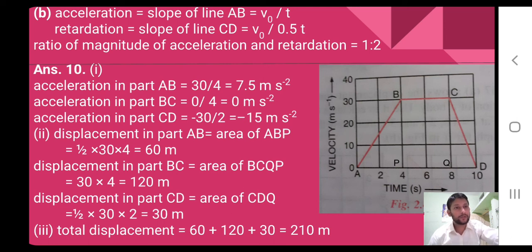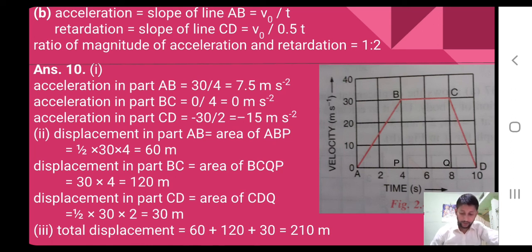Acceleration in part BC: you can find that there is no change in velocity. So it is 0 divided by the time taken, 4 seconds, so it will be 0 by 4 equal to 0 meter per second square. And acceleration in part CD: here the change in velocity is from 30 to 0. So the change in velocity is minus 30 and it has taken 2 seconds. So it will be minus 30 by 2, which is equal to minus 15 meter per second square.